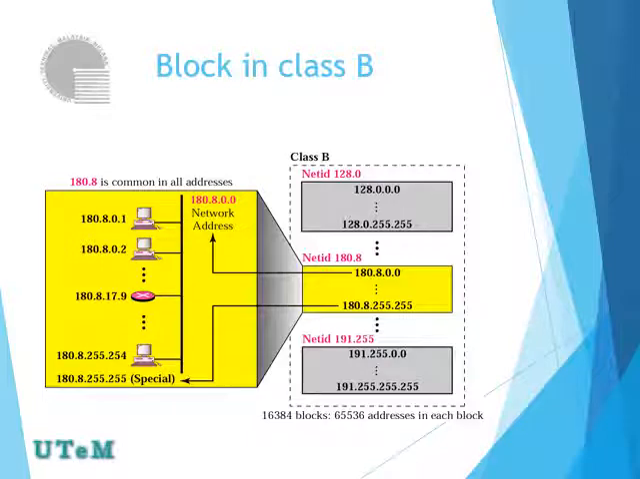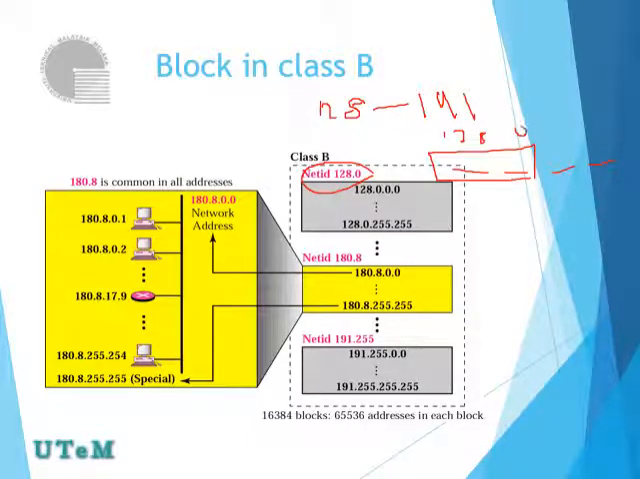Now let's look at class B. For class B, the range is between 128 and 191. In class B, the first two octets represent the net, so you have a lot of combinations.